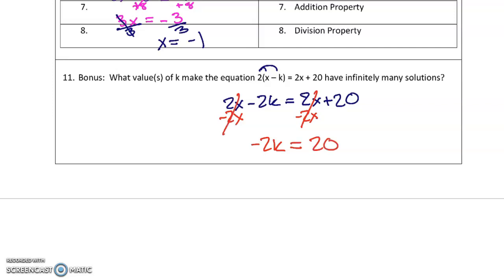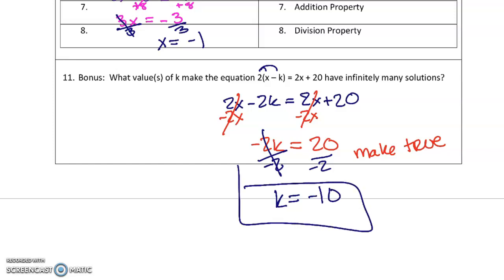My x's are gone. So I need to make this true. How? I'm solving for k now. Divide by negative 2. Divide by negative 2. K equals negative 10. So my x's cancel. I end up with another variable. I need to make that true, so I need to go solve for that variable.